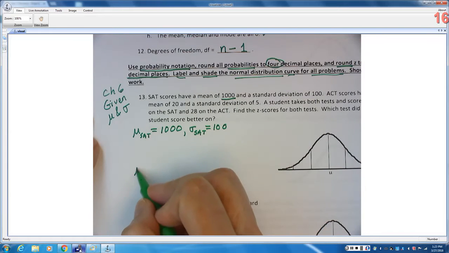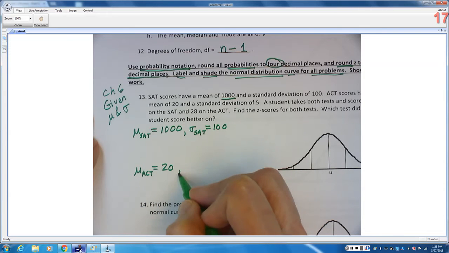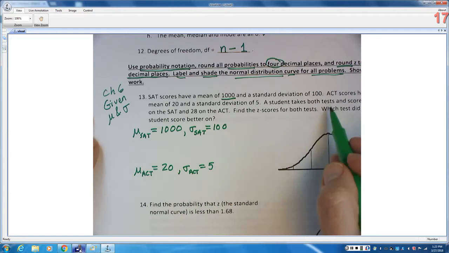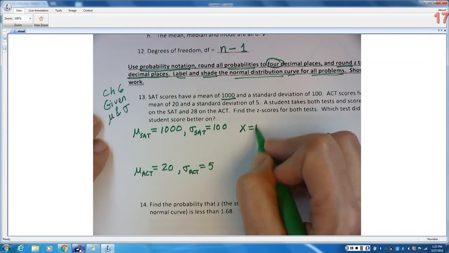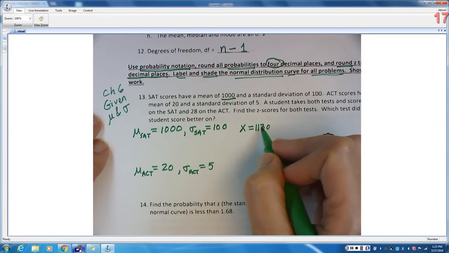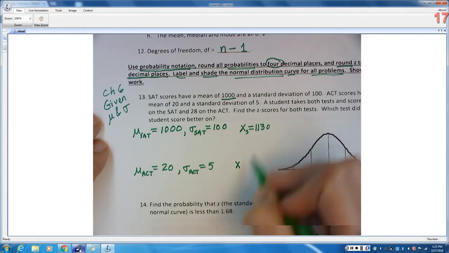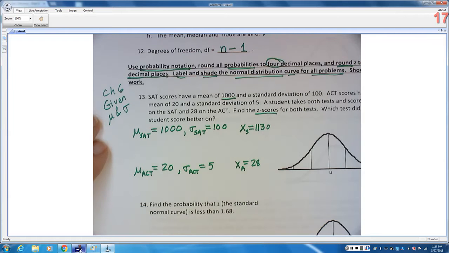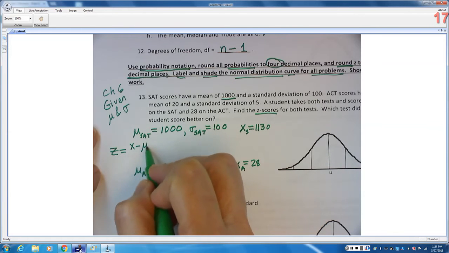ACT scores have a mean of 20 and a standard deviation of 5. A student takes both tests and scores 1130 on the SAT and 28 on the ACT. Find the Z scores for both tests. So this is a formula, it's on the formula sheet. Z equals X minus mu over sigma.